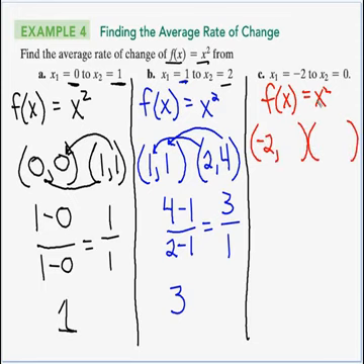For the third one, we went to quadrant 2. Our first point was negative 2, and we squared it and got a 4. And then 0, 0 was the origin. So we found that secant line, and that slope was negative 2. We're going downhill.